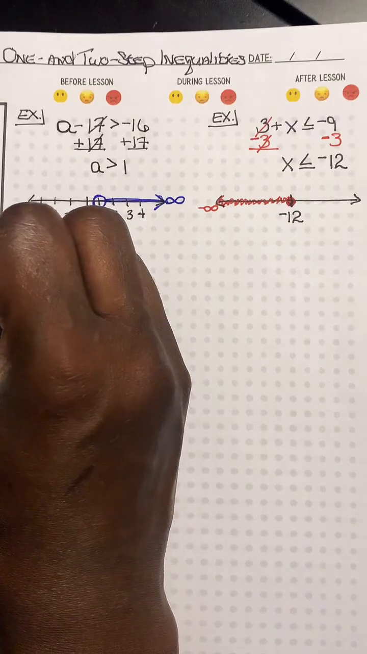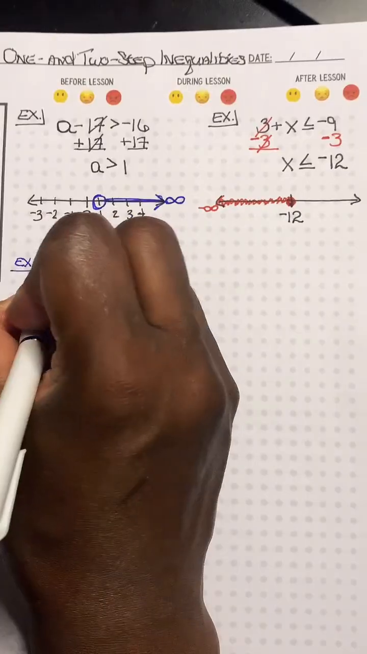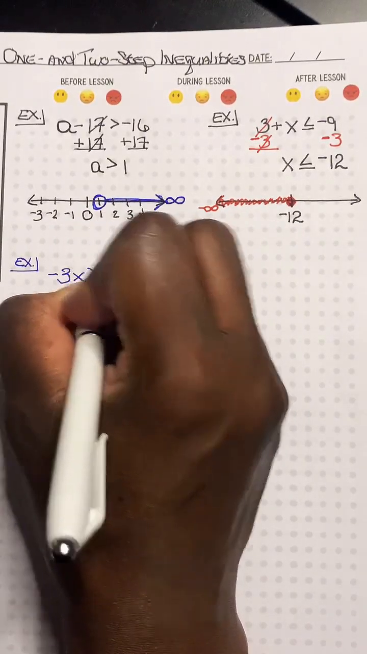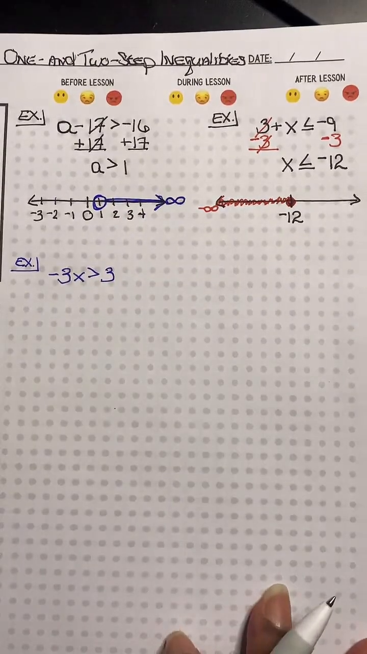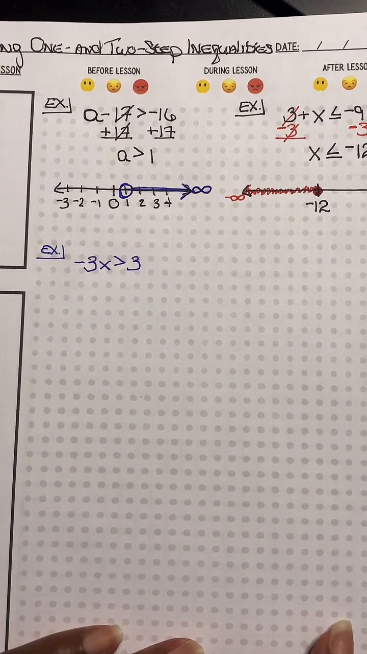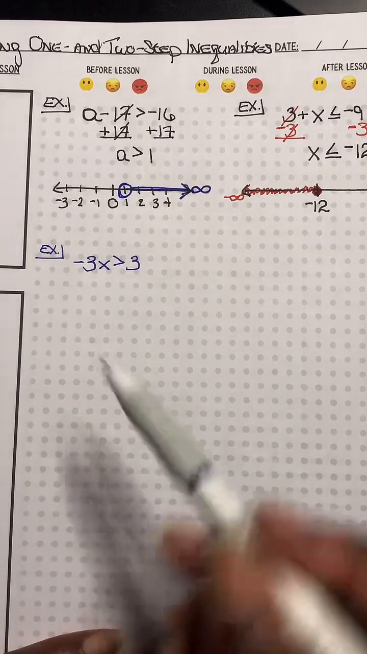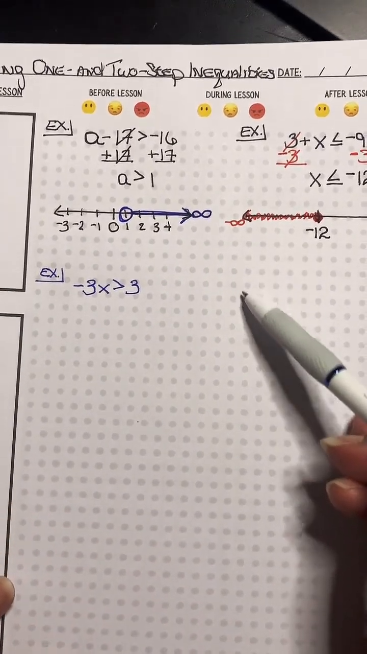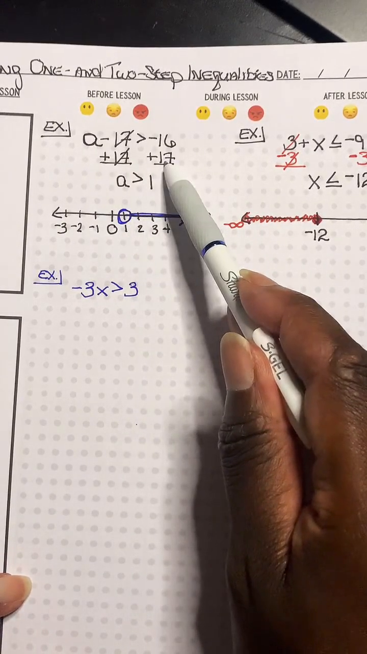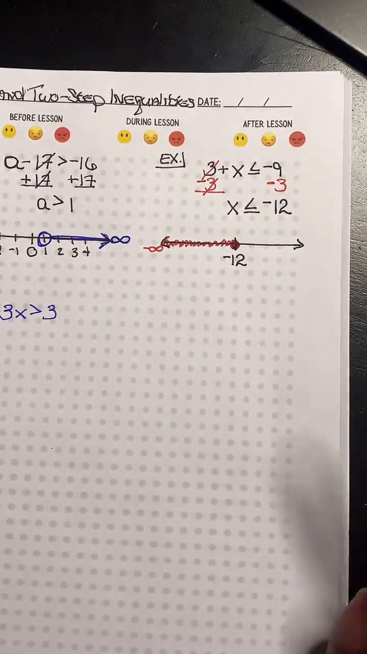So what happens if we have -3x is greater than 3? Okay. So again, the reason why these are called a one-step equation, because all we had to do was one step to get our variable by itself. We had to add 17. Boom, that was one step. We had to subtract 3. Boom, that was one step.